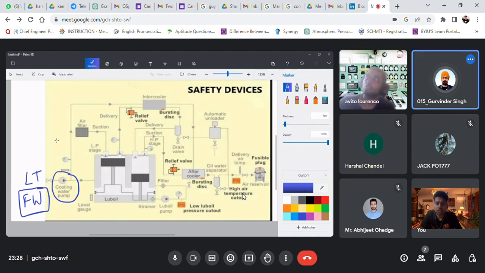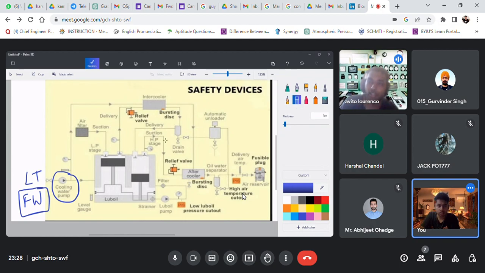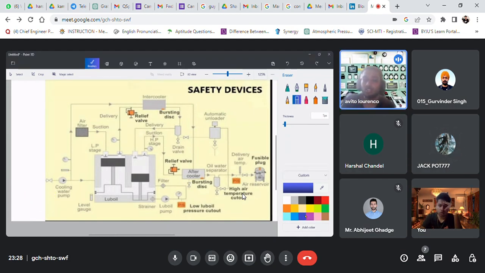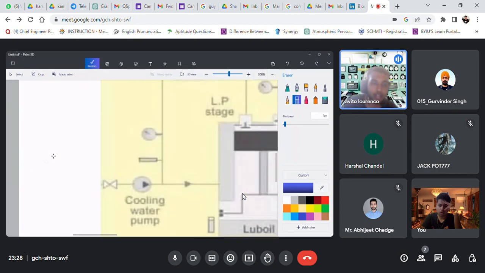Like before, from atmosphere we are taking air to compress. Why is this cooling water temperature? LT water means low temperature water. No, that's the LT cooler, the low temperature cooler cooling water pump. Okay, so basically, as he mentions, it is going to be fresh water.